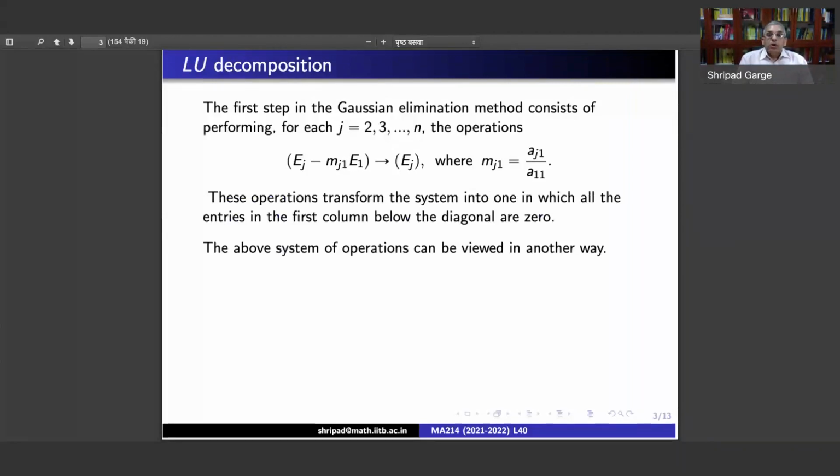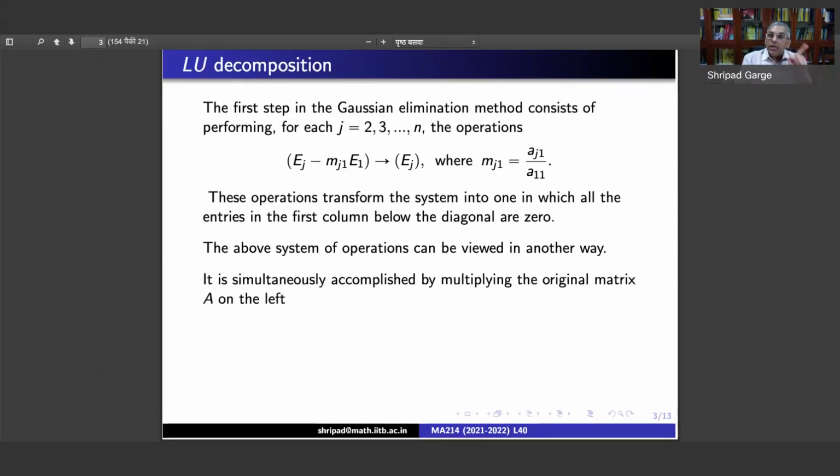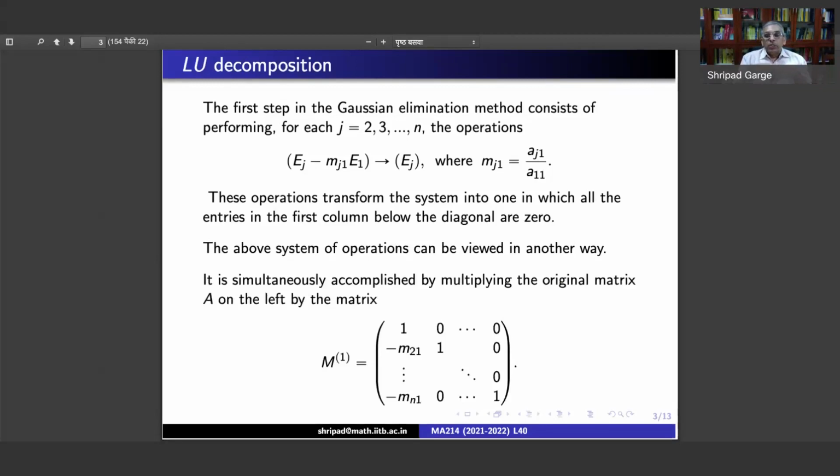So this set of operations that we have performed can be viewed in another way. This operation is simultaneously achieved. There are n-1 operations. Instead of applying the operations one by one, what you can do is simply multiply your matrix capital A on the left by this particular matrix. You can check it easily.